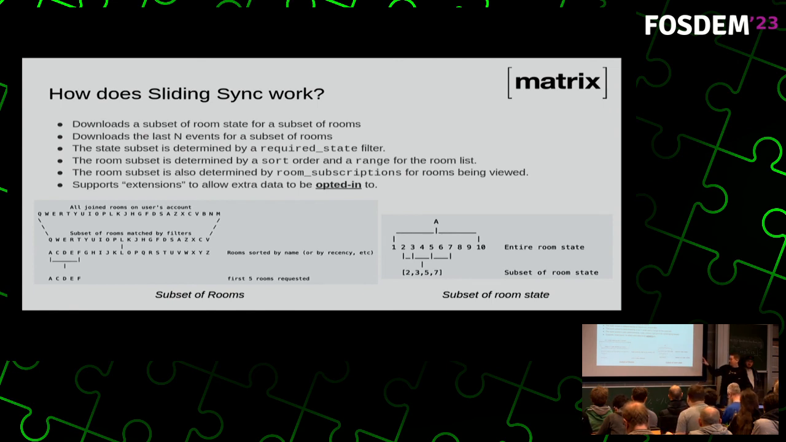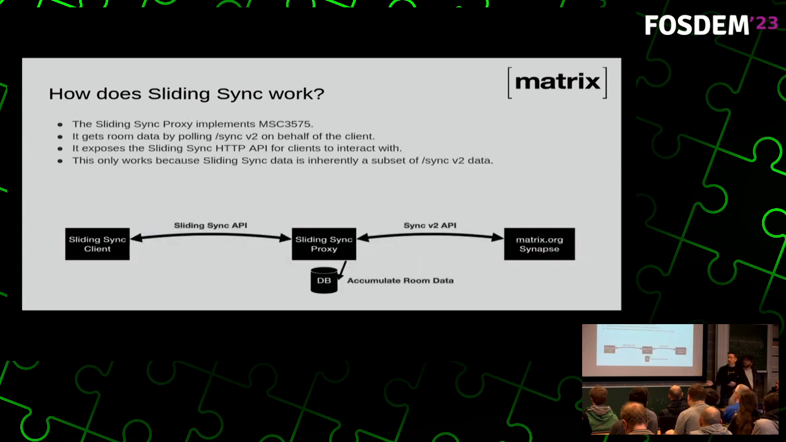Also, the rooms themselves, you can filter the room state using sliding sync. So in normal sync, you will go and get all of the room state, and if there's a lot of room state, that's not great. So in sliding sync, you can specify, I'm only interested in the topic of the room and whether it's encrypted or not, and that's it. This is a pretty big change to how Matrix works today.